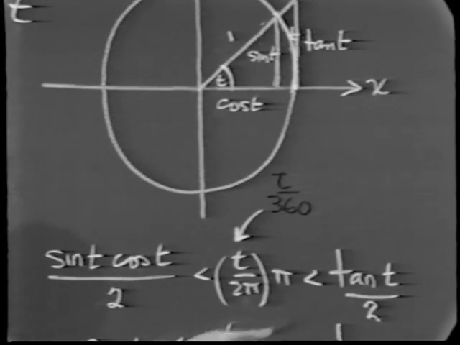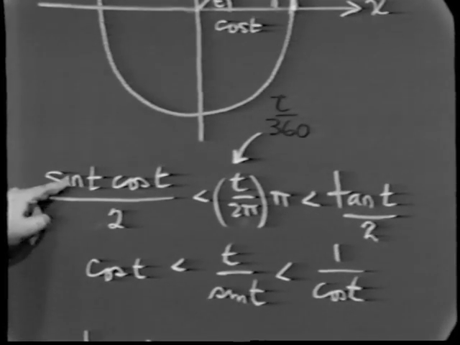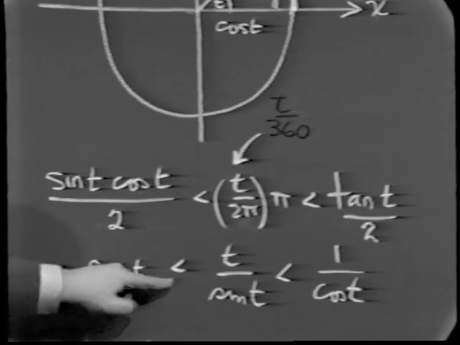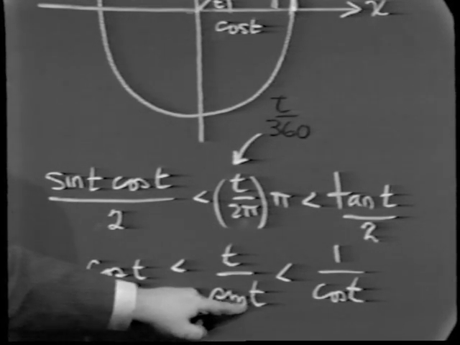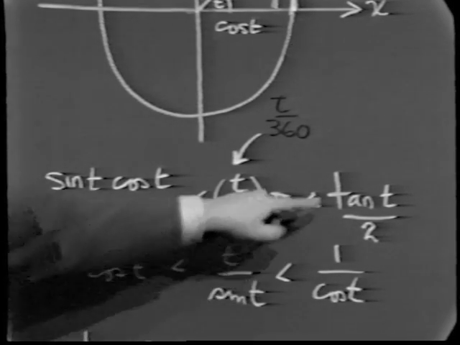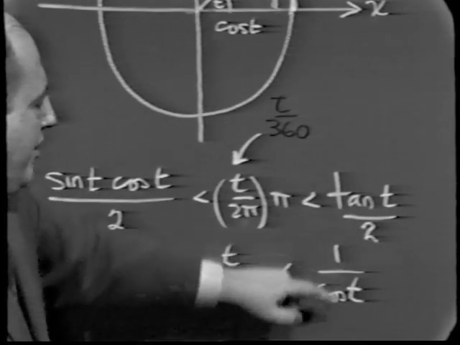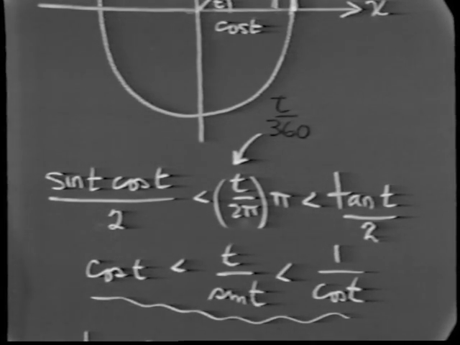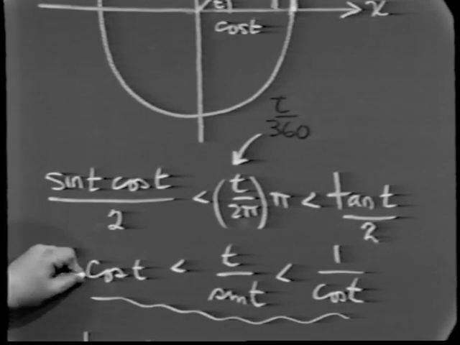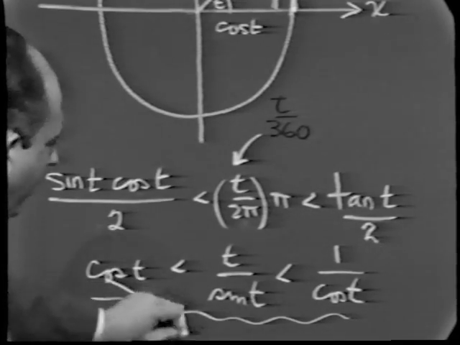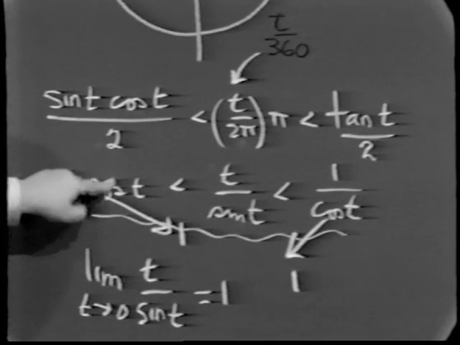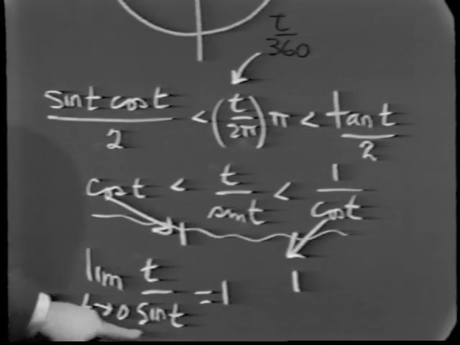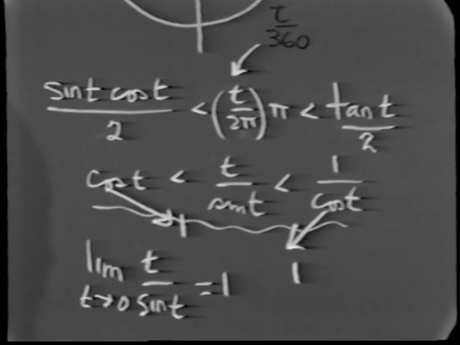Multiplying through by 2 and dividing through by sine t. And by the way, this hinges on the fact that t is positive. Again, in our notes, we treat the case where t is negative to arrive at the same result. Remembering that tan t is sine t over cosine t, we wind up with this result. And now observing that as t approaches 0, this approaches 1, this also approaches 1, and t over sine t is caught between these two, we get that the limit of t over sine t as t approaches 0 is 1.